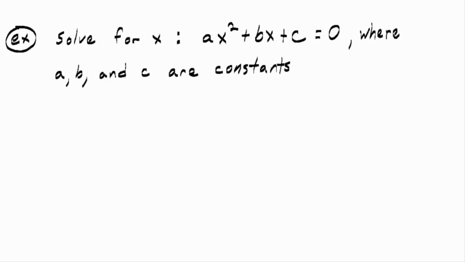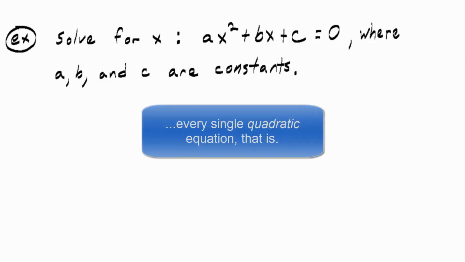In this example, same direction, solve for x. The equation is ax squared plus bx plus c equals 0, where a, b, and c are constants. So we're going to solve this generically. In other words, if we solve this by completing the square, we've solved every single possible equation you can think of, because a, b, and c can be whatever you want them to be. For any particular problem, though, they have to be constants, right?